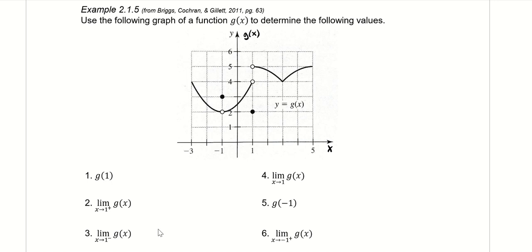So let's start with this. The first part is we just want to find g of 1. So not a limit, just the value of the function at x equals 1. Here's x equals 1. We've got a couple open circles and a closed circle, and like we were talking about, where the open circles are, the function is not defined. But if there's a closed circle, that's where the function is defined. So at x equals 1, g of x equals 2.